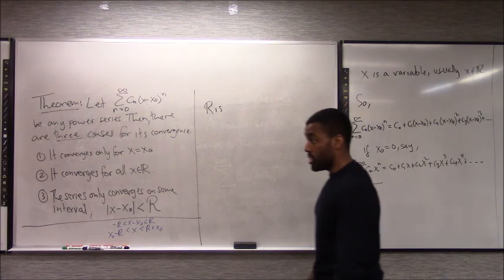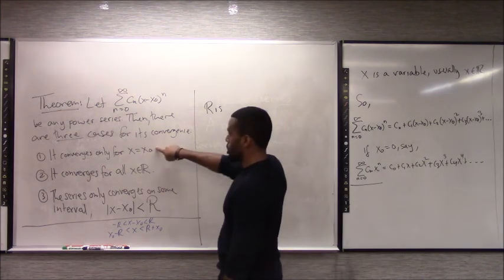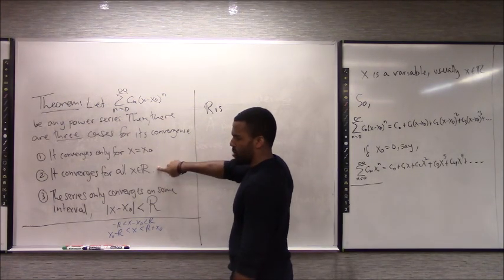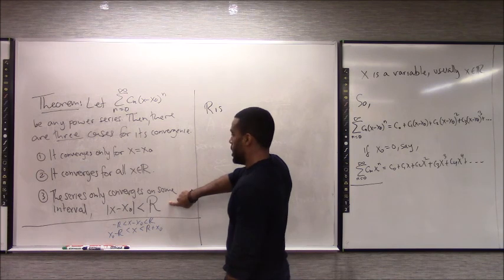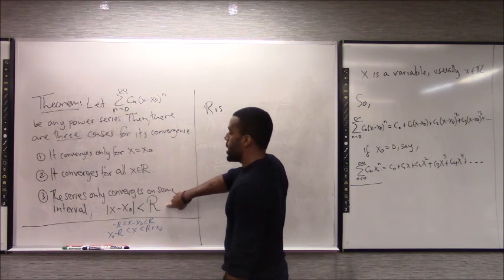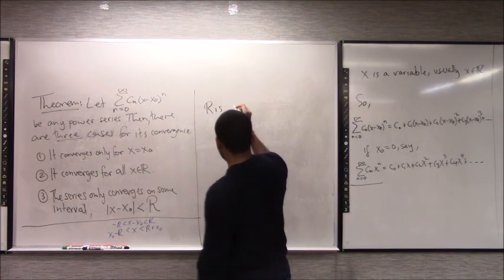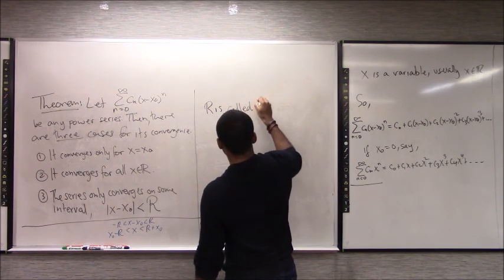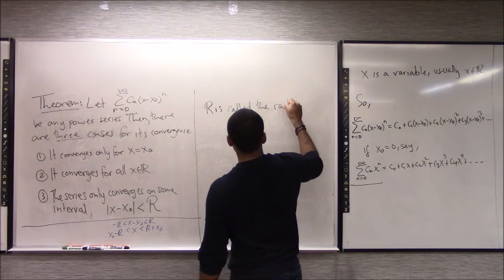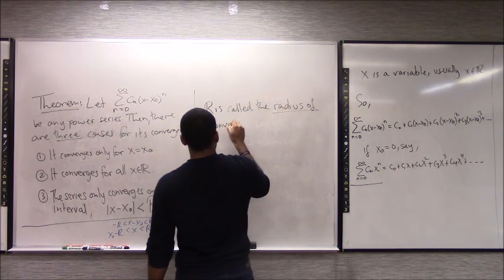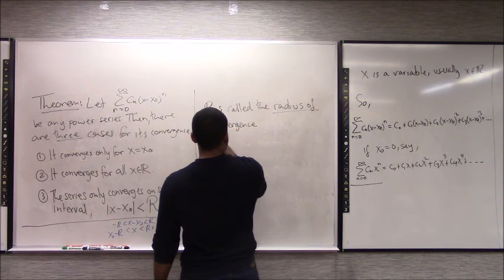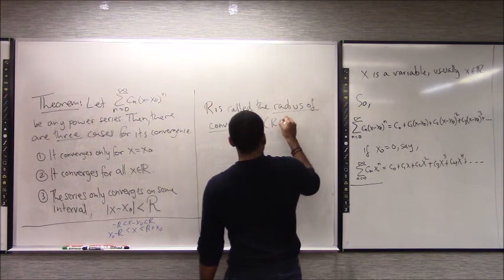For any power series, there are three situations. It will converge only for x equals x0. It'll converge for any x that I plug in, or there are a specific few x's that it will converge for, and the x's that it will converge for will obey an inequality that looks like this. R is called the radius of convergence, or abbreviated ROC.